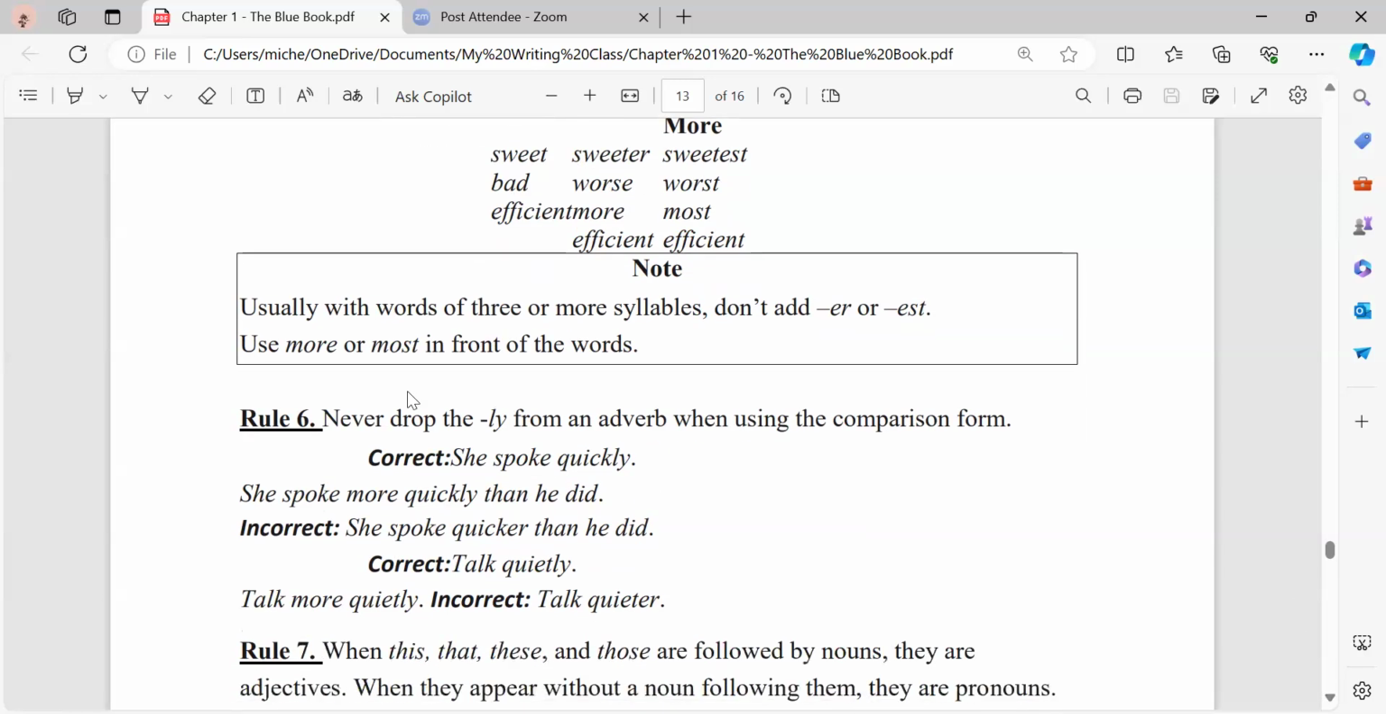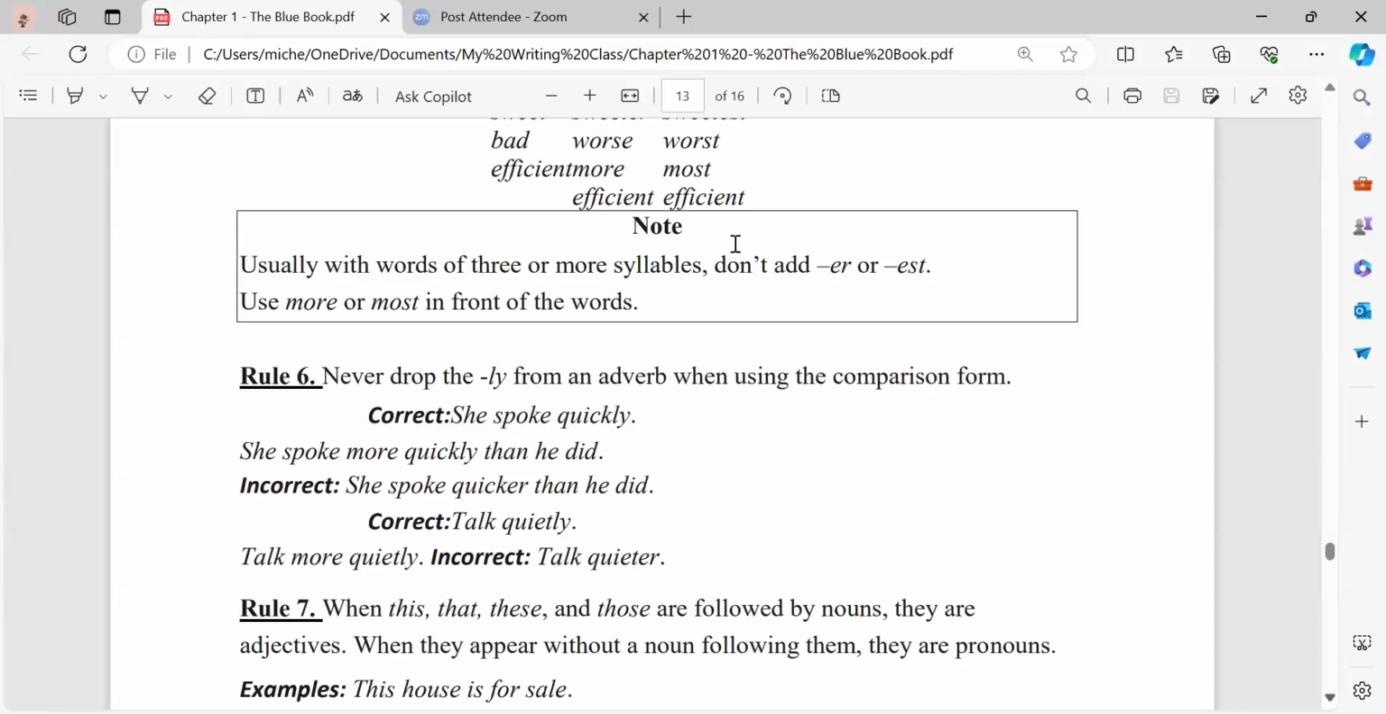So that's the difference. Usually with words of 3 or more syllables, don't add er or est, use more or most in front of the word. So for example, we don't say efficienter or efficientest. No, we say more efficient or the most efficient. So that's the note right there. It doesn't mean that we can add er at the end of every comparative. For example, with efficient, we should say more efficient, or the most efficient in superlative. So usually it depends on the word itself, whether we should add more, most, or add er.